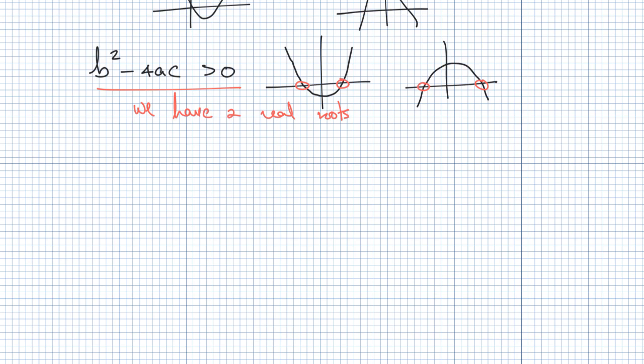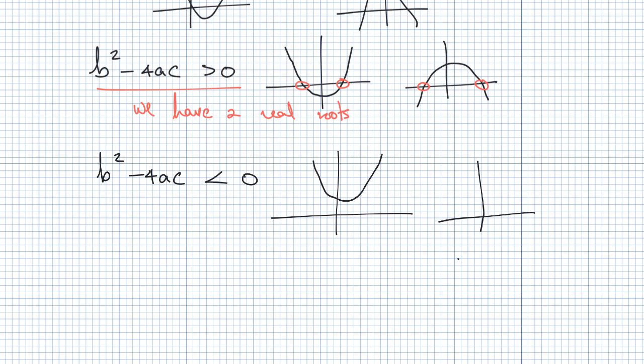If, however, your discriminant, b squared minus 4ac, turns out to be less than 0, as in it's a negative number, then it means that your graph will do something like that or something like that, thereby not cutting the x-axis at all, which means that it has no real roots. So that's something to pay attention to.